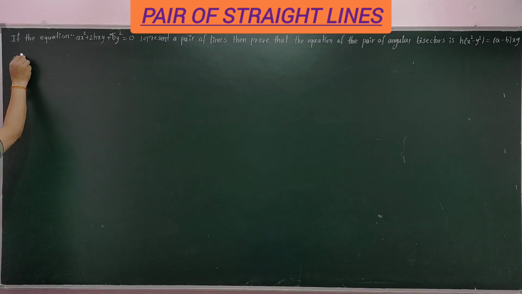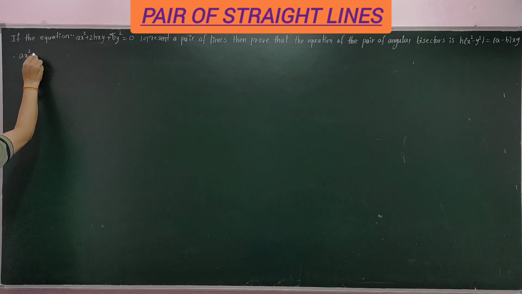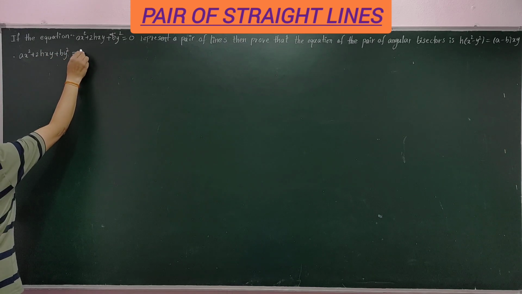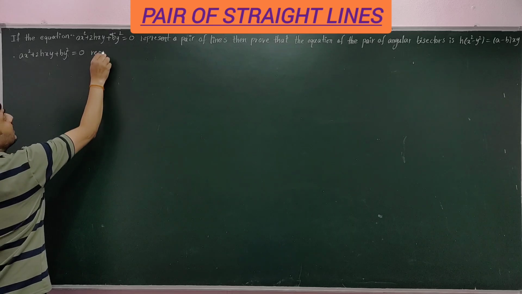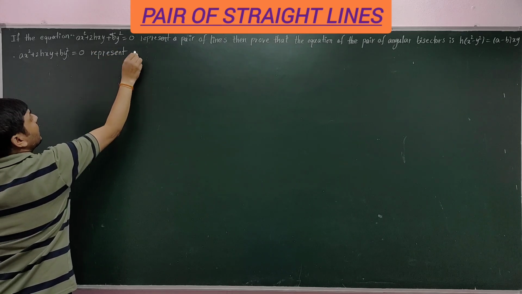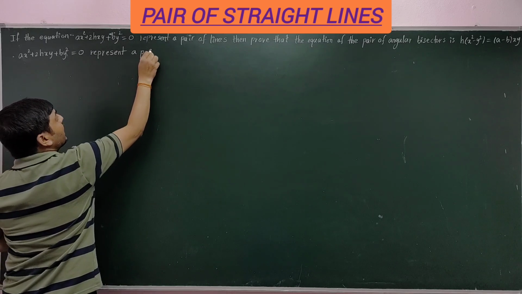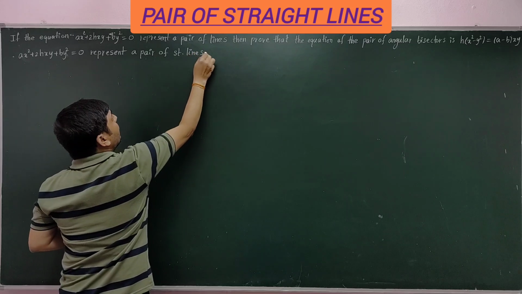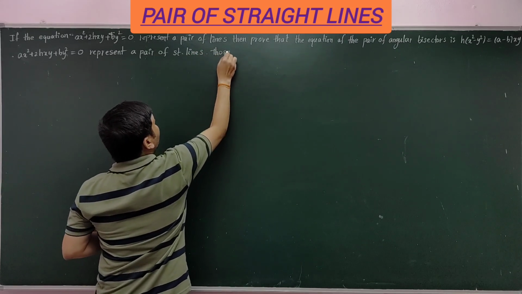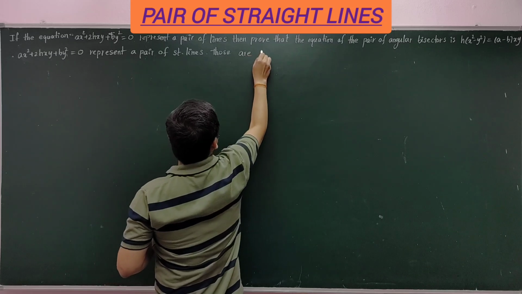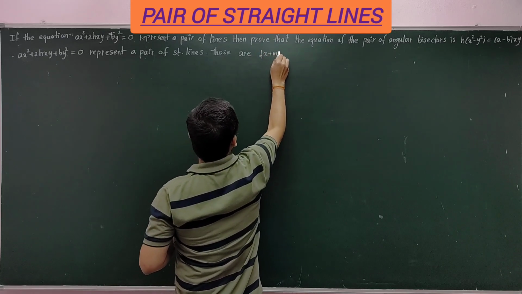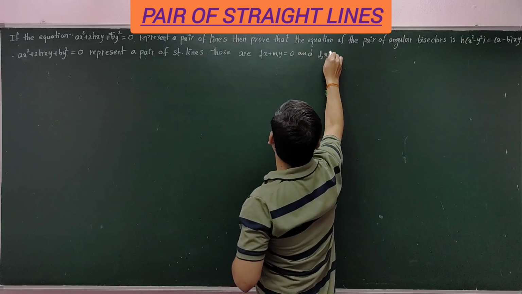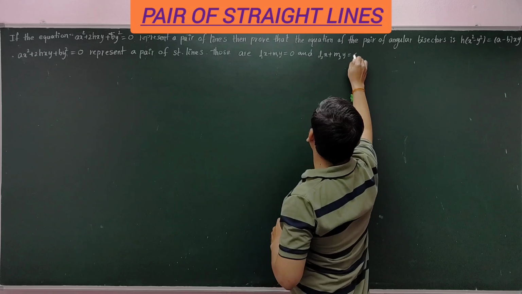First of all, write this concept. Ax square plus 2hxy plus by square equals 0 represents a pair of straight lines. Those are L1x plus M1y equals 0 and L2x plus M2y equals 0.